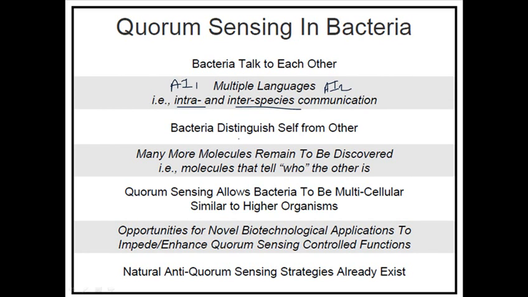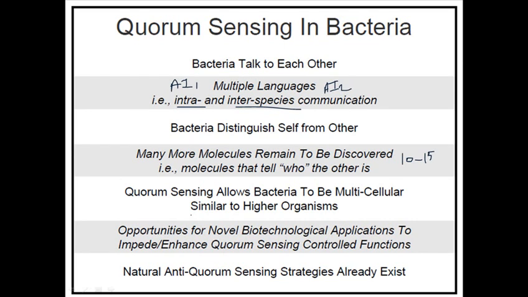And many more molecules remain to be discovered, because this is only 10 to 15 years of research. You generally do not find information in books, because this is a very new topic. So this is a very important region for active research for future generations. We need to find which molecule does what, and what is the necessity of each molecule throughout this quorum sensing system. And quorum sensing allows bacteria to be multicellular, similar to higher organisms.